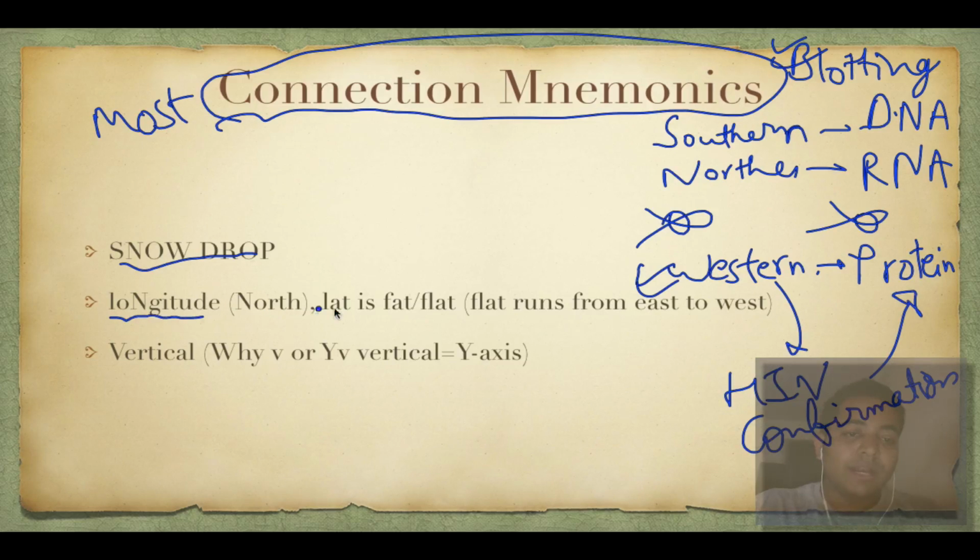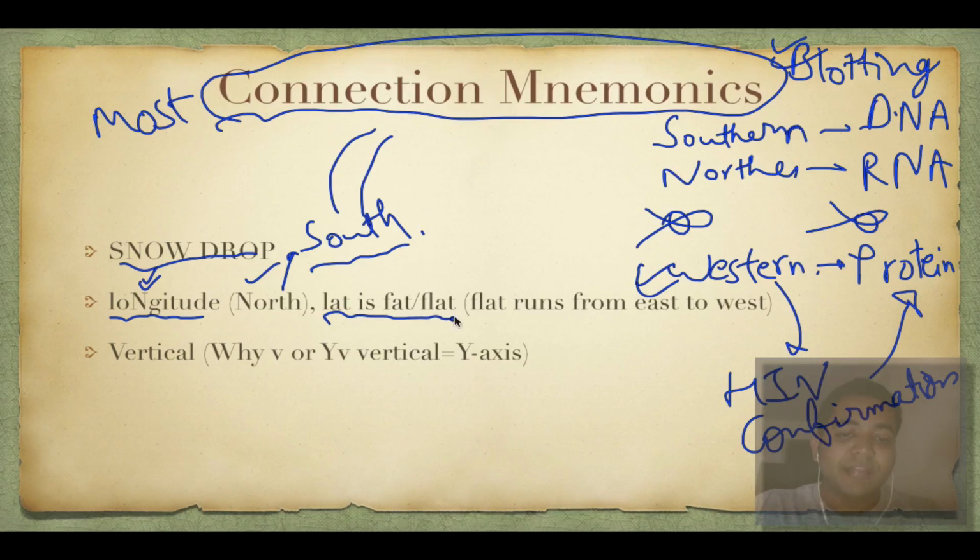Then longitude and latitude, a common confusion, I am telling you. Longitude, N means north. So anything which goes north-south is longitude. Is that understood? They are long, they appear very, very long. And lat is fat or flat. That is, it's around the equator, so that is like fat or flat. Flat runs from east to west. So now you will not forget longitude versus latitude.